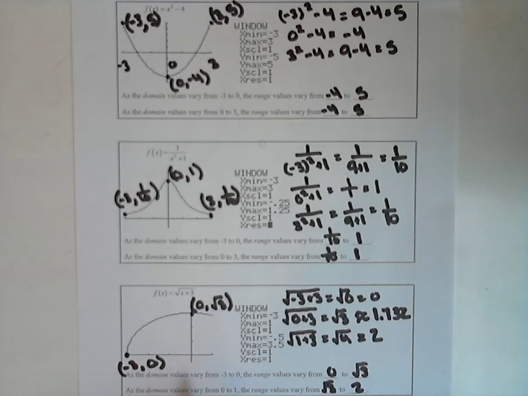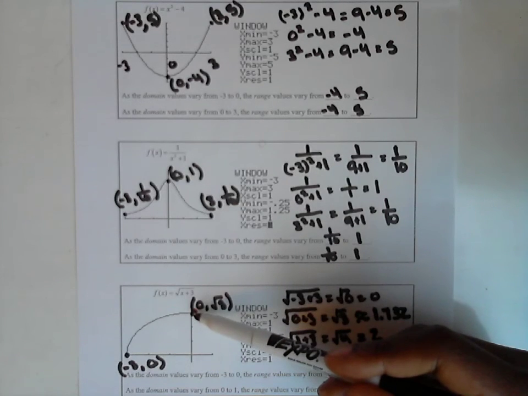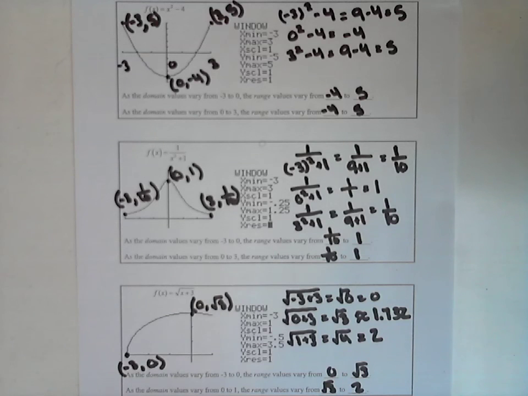So again, our domain, when we go from -3 to 0 as our x values, our range, which is our y outputs, are 0 to square root of 3. Again, that's when our domain is -3 to 0. And then when we go from 0 to 1, our y outputs go from square root of 3 and they go up to 2.